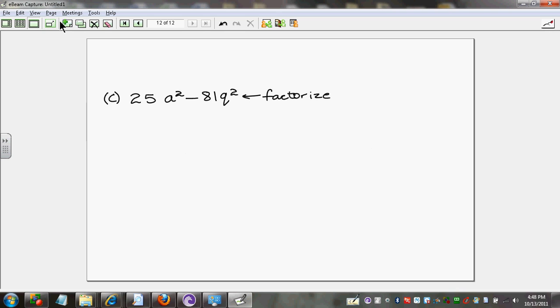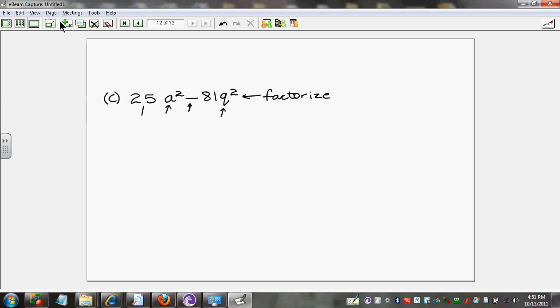So we have up on the board now 25a squared minus 81q squared. I'd like you to factorize that for me and tell me what you would get. Okay, so we're looking at 25a squared minus 81q squared, and we are required to factorize it. So again, we recognize it's a difference. We're seeing a difference or minus sign. And then we see two terms squared so far, a squared and q squared.